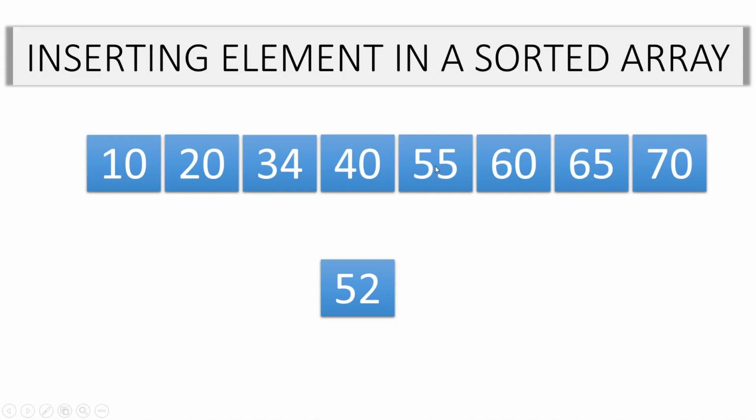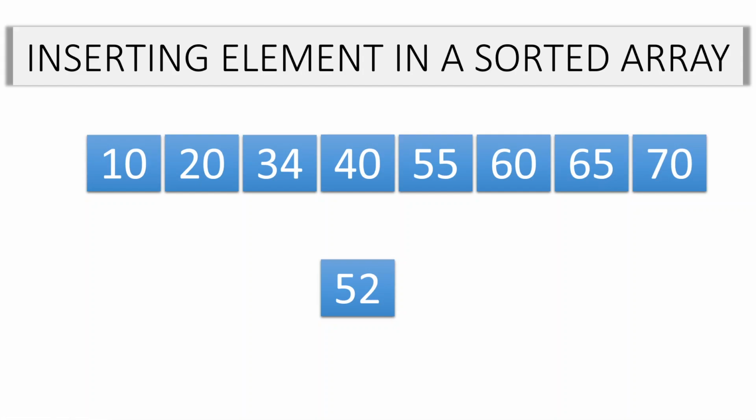So this is the position. Normally the index starts from 0, but let us take it as 1, 2, 3, 4 and 5. So 52 will come at the fifth position, and the numbers 55, 60, 65 and 70 will be shifted one position towards the right. That is what we need to achieve.